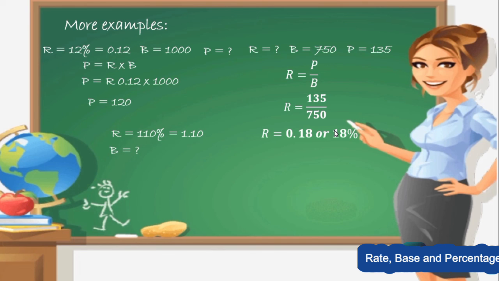Another example, ang rate natin is 110%, gawin natin decimal point, 1.10. Hanapin natin yung base. And ang percentage natin is 660. So, ang formula natin is B is equal to percentage divided by rate. Percentage is 660 and ang rate is 1.10. So, 660 divided by 1.10 is equal to 600.